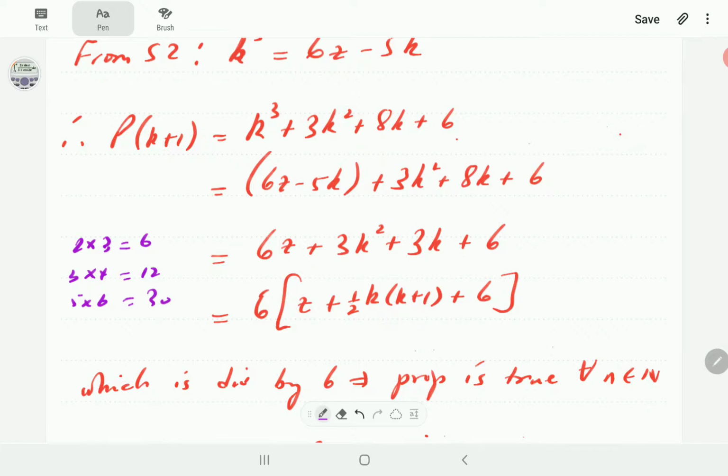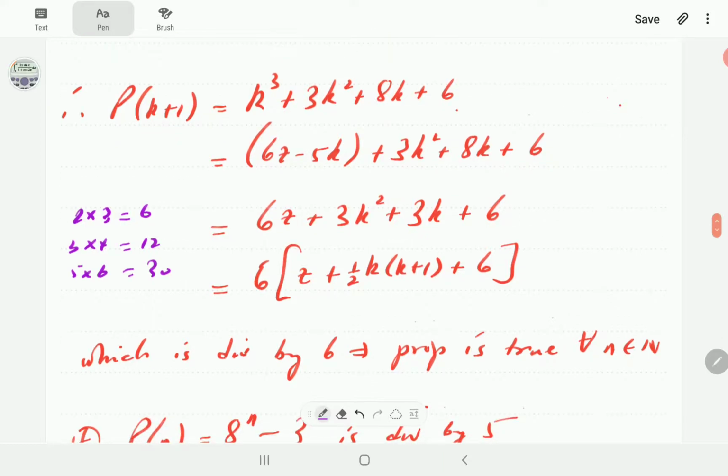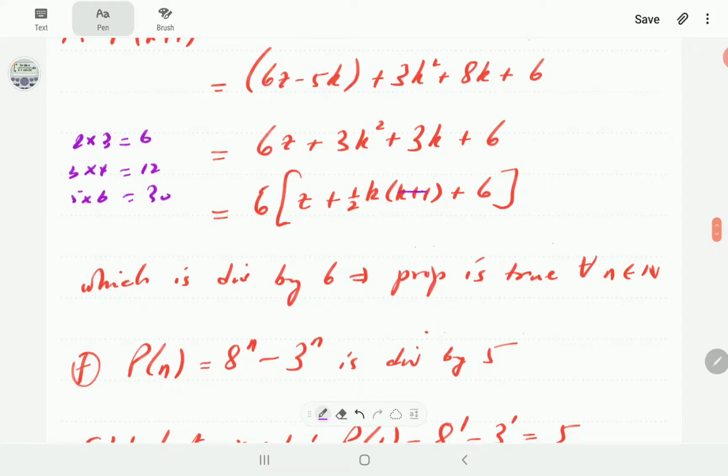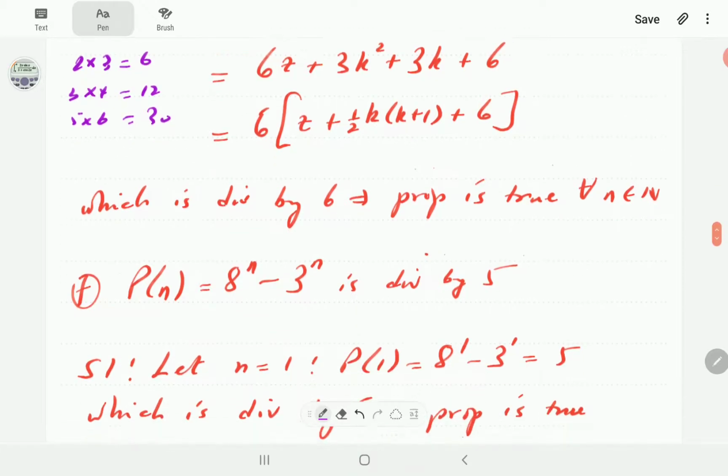So this term here, even though it might not look immediately like an integer, is an integer. So there's an integer plus an integer plus an integer. So there's 6 times an integer. So this is divisible by 6. And therefore the proposition is true for all n that are natural numbers.